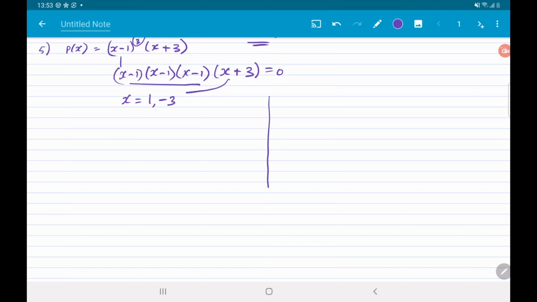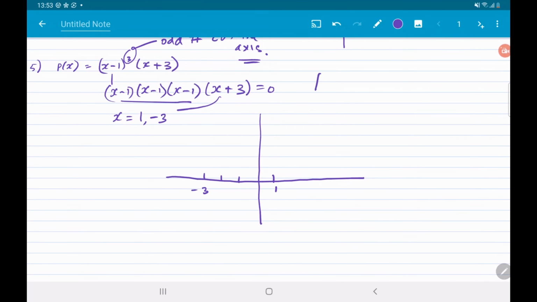So let's think about the graph. We mark our intercepts, which are 1 and minus 3. Now our family: we've got an x cubed times an x, so x^4. And x^4 is in the x squared family. So it's up, up again, like that. And notice now we're going to cut both of these.